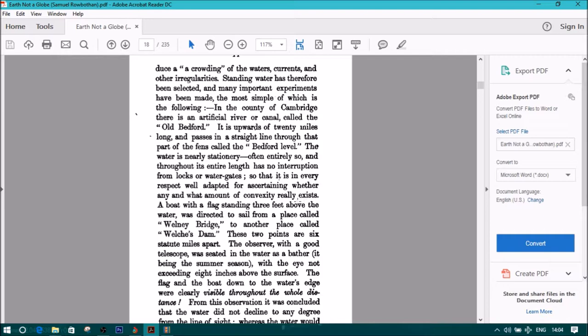A boat with a flag standing 3 feet above the water was directed to sail from a place called Welney Bridge to another place called Welch's Dam. These 2 points are 6 statute miles apart. The observer, with a good telescope, was seated in the water as a bather, it being the summer season, with the eye not exceeding 8 inches above the surface. The flag and the boat down to the water's edge were clearly visible throughout the whole distance.